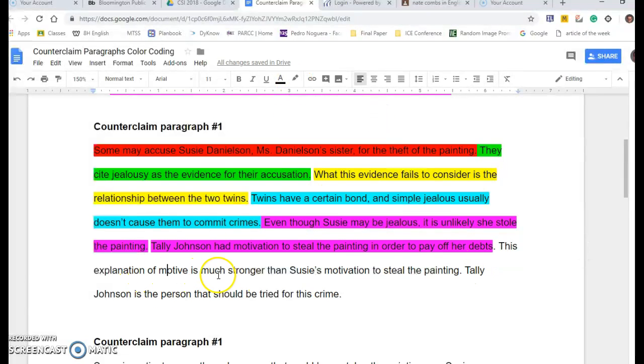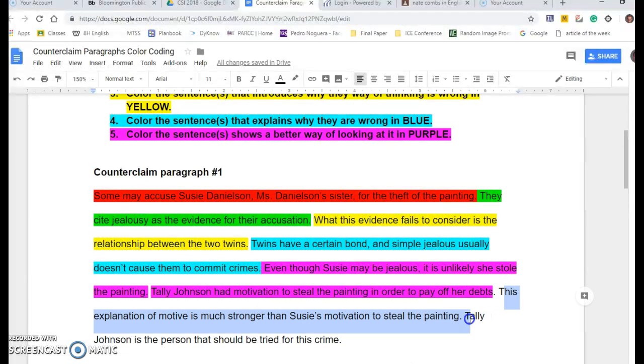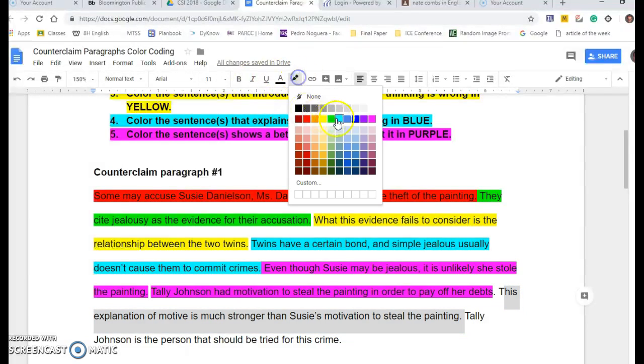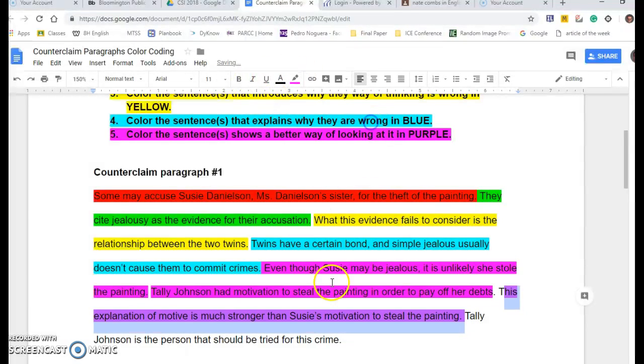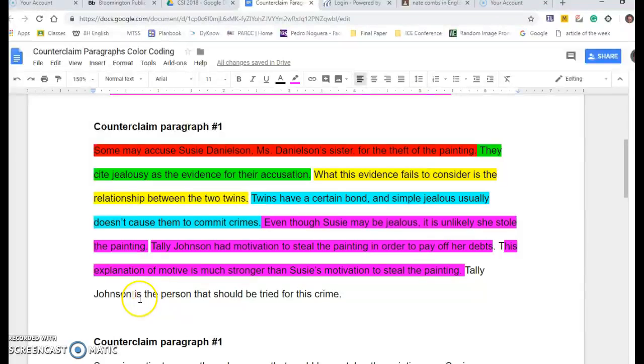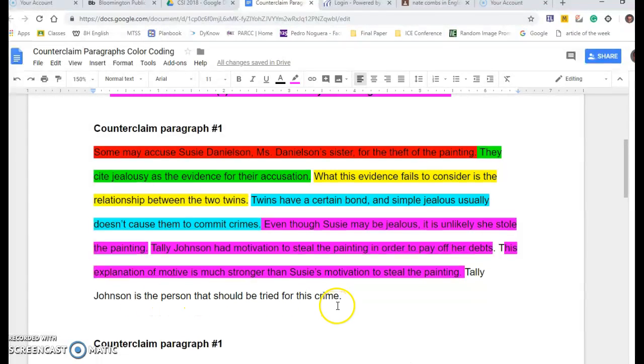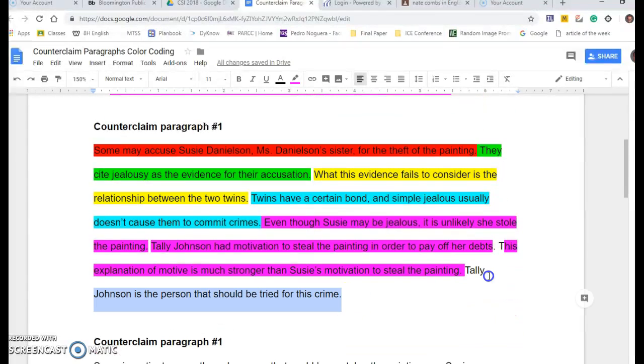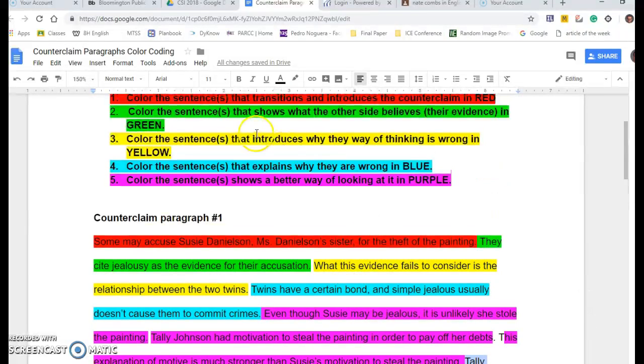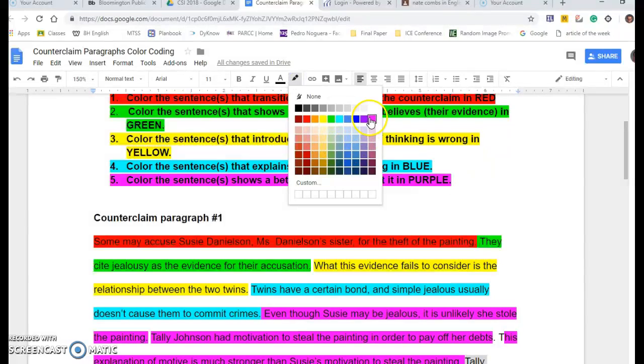This explanation of motive is much stronger than Susie's motivation to steal the painting. Again, this sounds more like our explanation of our way of thinking. And the last one says, Taylor Johnson is the person that should be tried for this crime. That is our claim that we are making. We are re-emphasizing our claim. So again, it's all going to be the better way of thinking about the situation.